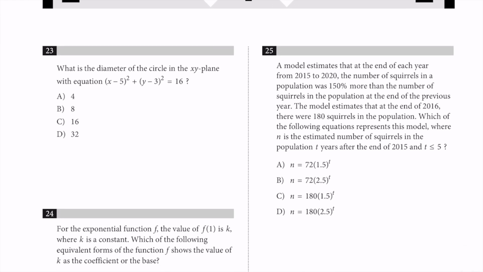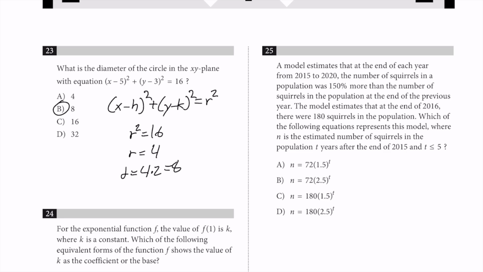What is the diameter of the circle in the xy plane with equation (x minus 5) squared plus (y minus 3) squared is equal to 16? So this is the equation for a circle. And the equation of a circle is (x minus h) squared plus (y minus k) squared equals r squared. And this follows that same form. So we know that r squared is equal to 16, with r being the radius. So r is equal to the square root of 16, which is going to give us 4. And the diameter is 2 times the radius. So d for diameter equals 4 times 2 is equal to 8, which is answer choice B.